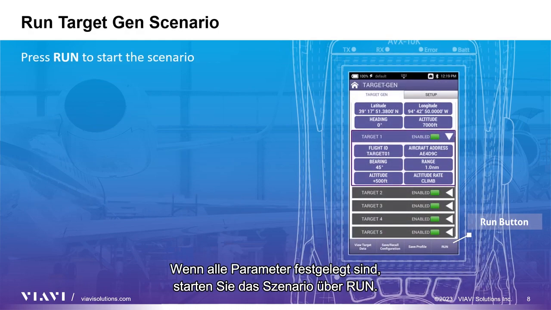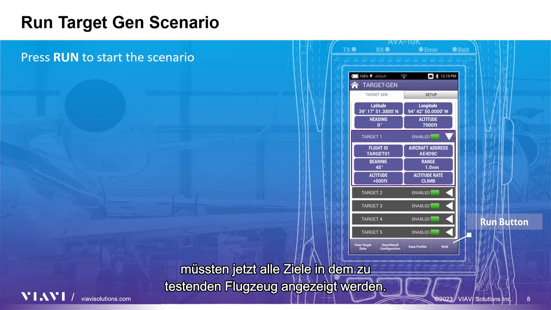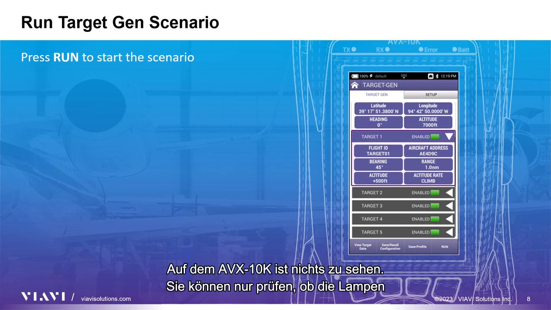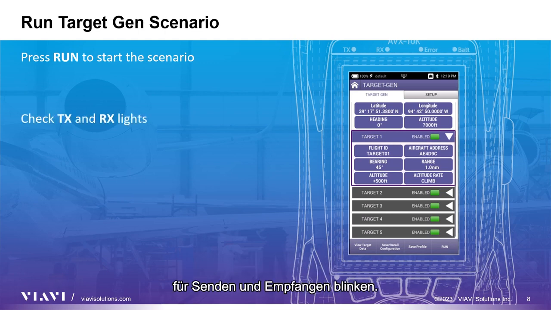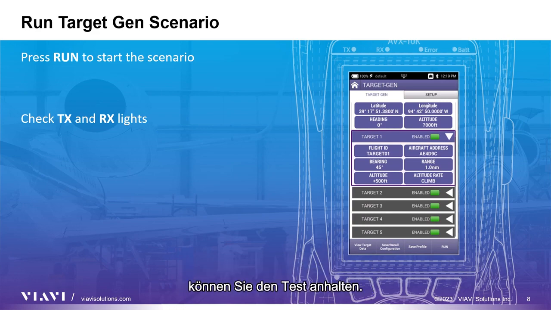Once everything is set up, press the Run key to start the scenario. If the aircraft is configured properly, all targets should be displayed on the aircraft under test. There is not much to see on the AVX itself, other than to verify that the transmit and received lights are flashing. Once satisfied that the aircraft unit under test is operational, press Stop to complete the test.